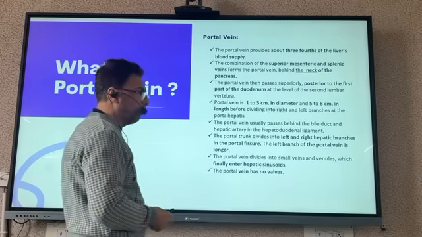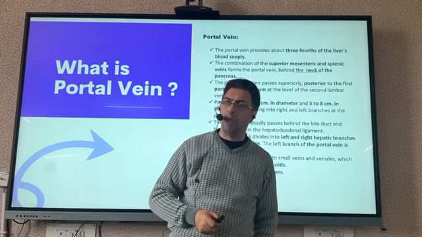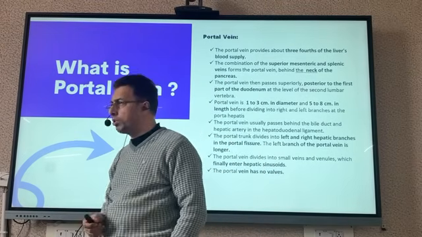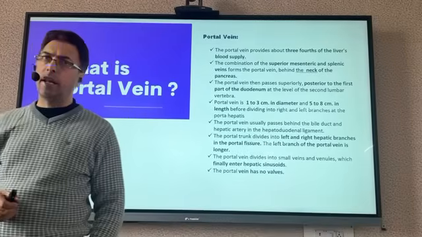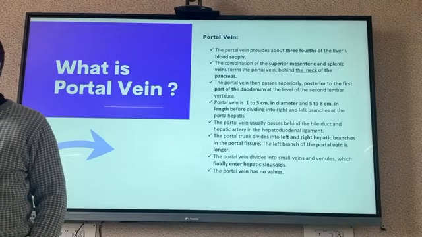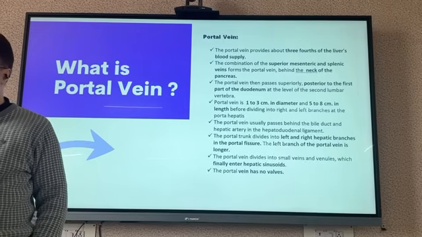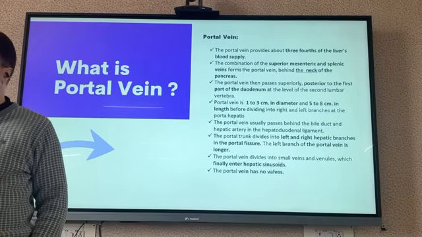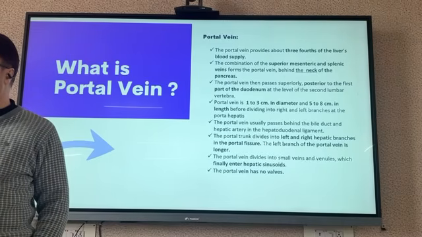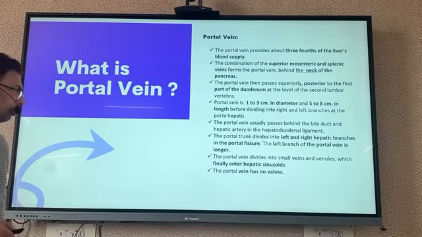So this is a brief thing about the portal vein. In addition to that, most of the veins are characterized by having valves. This portal vein is very important because it is characterized by the absence of valves. It does not have valves. So this is a potentially significant difference from a typical vein. Okay? So this is something about the portal vein.